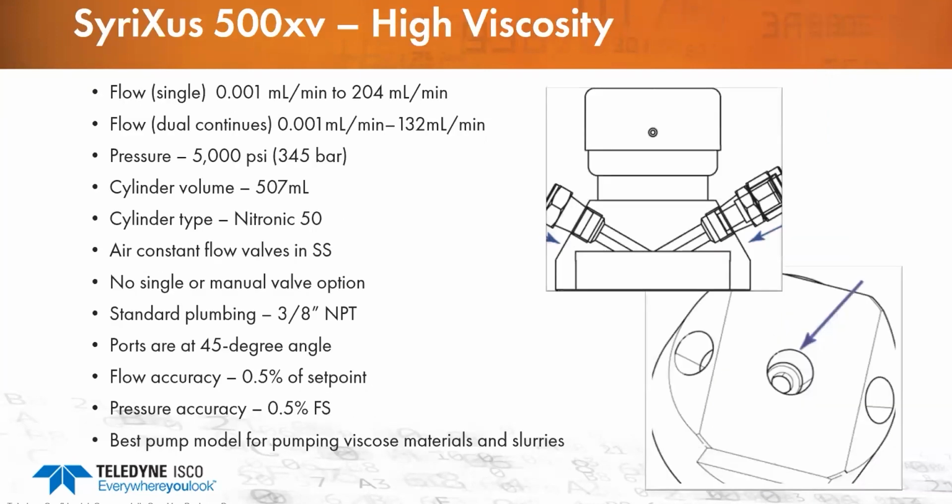The 500XV is specifically designed for pumping high viscosity fluids and slurries. Its unique design of larger 3/8 of an inch ports, which are located on the top of the pump at a 45-degree angle, will push any viscous substance, slurries, or fluids with particulates in them without any problems.